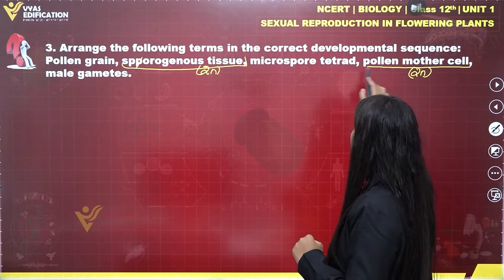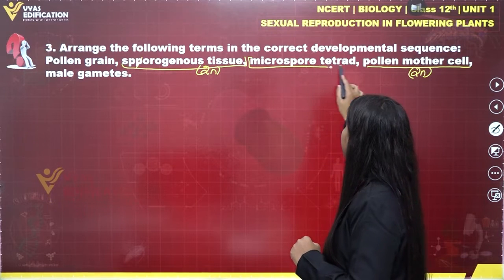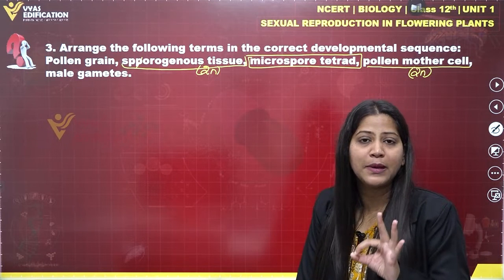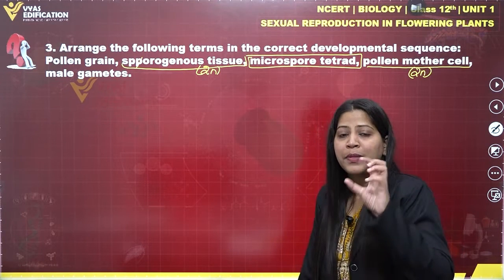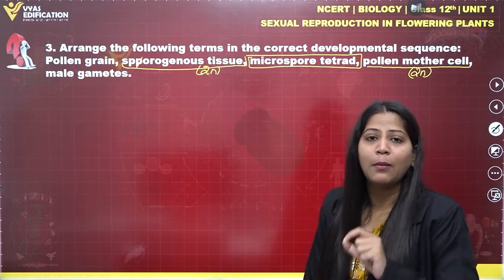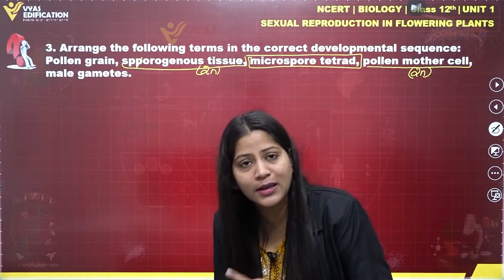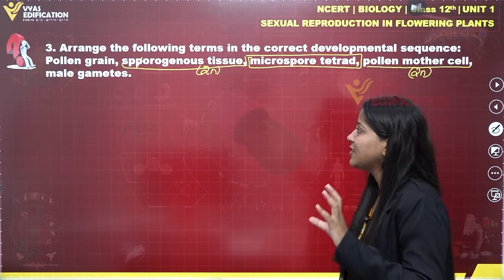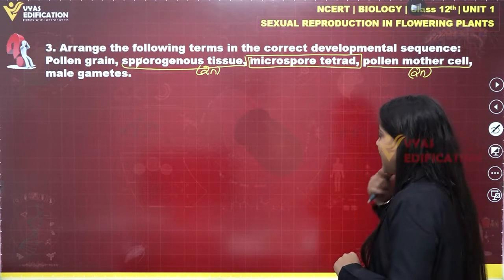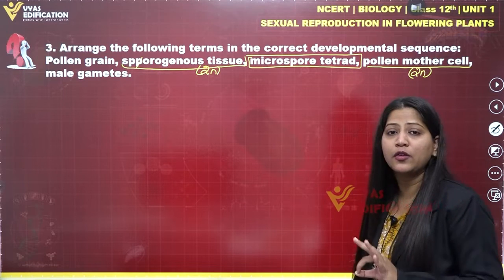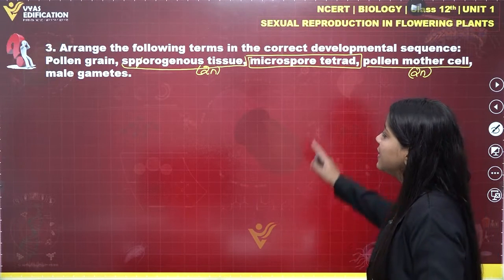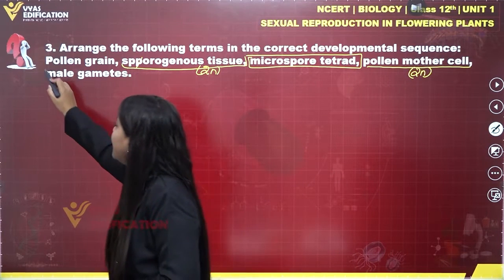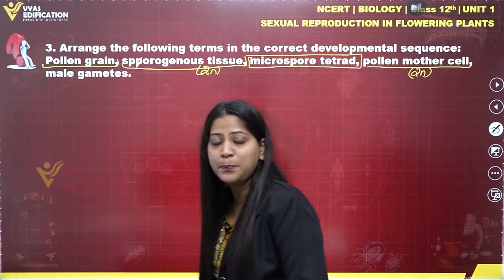Undergoing meiotic division, it will form a microspore tetrad. That means a set of 4 cells. One pollen mother cell undergoing meiotic division will form a tetrad, which is a set of 4 microspore cells, and each microspore develops into a pollen grain. So after the microspore tetrad, we will get pollen grain.